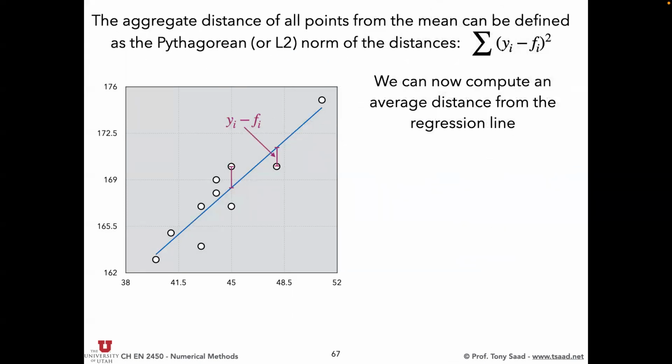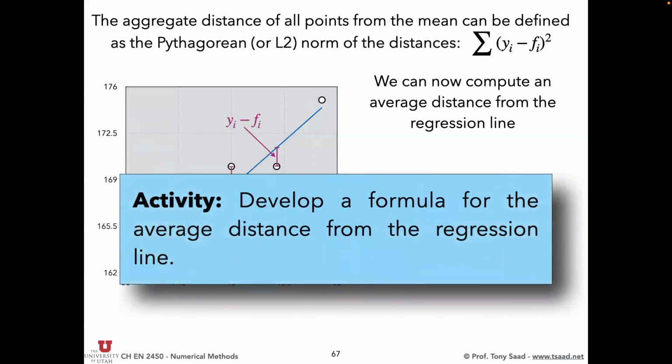So just like we did with the mean value, we can now compute an average distance from the regression line. I want you to go ahead and do that. Be inspired by the formula we developed for the mean. So pull up your slides, you see what we did with the mean, and I want you to convert that sum of yi minus fi squared into a distance.